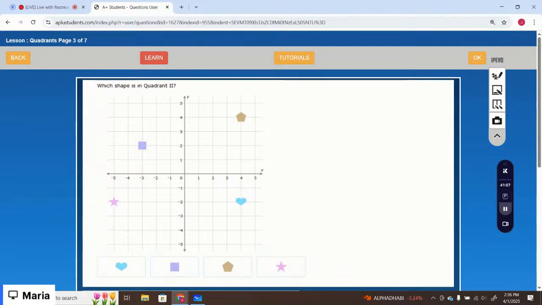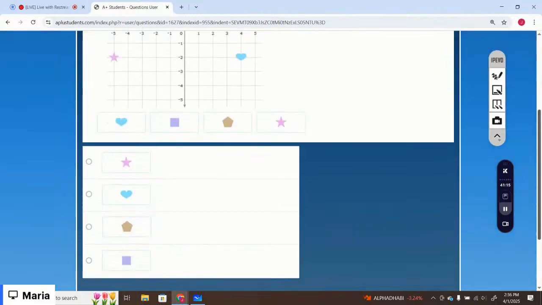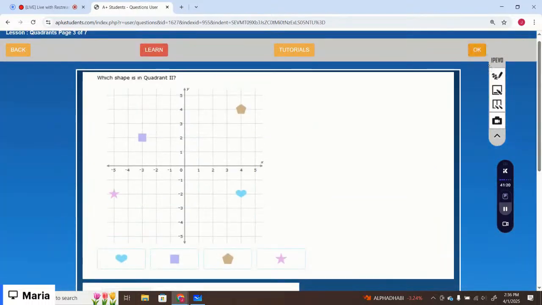What shape is in quadrant 2? That is 1, 2, 3, 4. So in the second quadrant we have a square. The correct option is square. Option number 4 is the correct option. That is square.